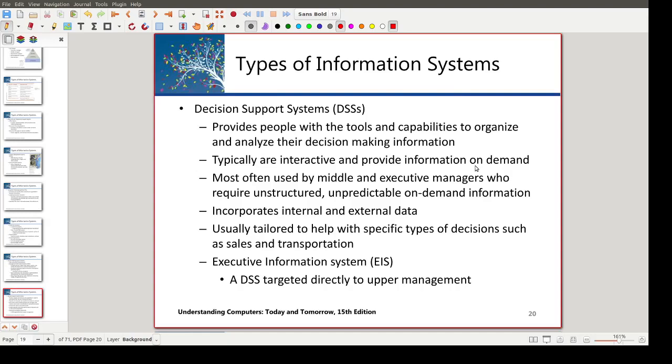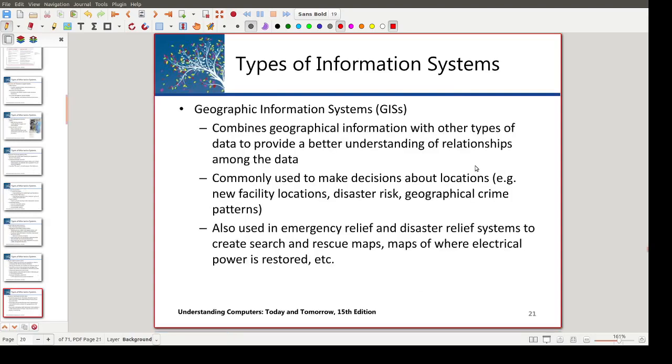These are very important users to support these sales and transaction decisions. Executive information systems are a DSS, a decision support system, targeted directly to upper management. Another type of information system is, for example, GIS, Geographic Information Systems.